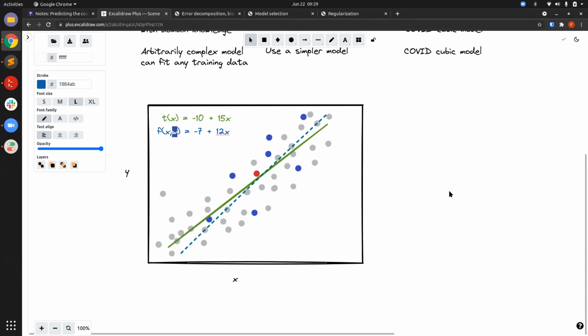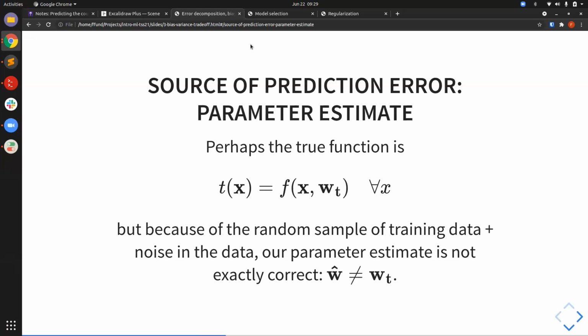So because of the random draw of noisy training samples, we might have some error in our parameter estimates. You could imagine that the true function t of x is equivalent to f of x with some true parameters w_t. Maybe if we chose the right parameters, our true function would be exactly equal to the model. But because of the random sample of training data, our parameter estimate w hat isn't equal to the true parameters.